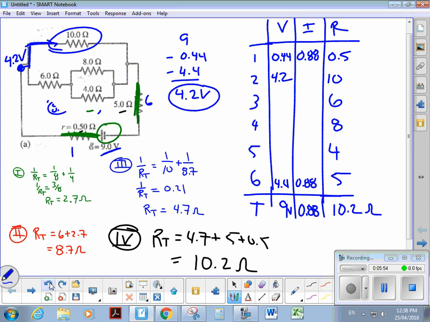Now doing that, I can find the current, how much current is going that way. So 4.2 divided by 10 is 0.42. So I know that 0.42 amps are going that direction, which means I can figure out how much current's going this way, going the other pathway, because we know that total amps is 0.88. We know 0.42 goes the other way, so we're left with 0.46 amps heading in the opposite direction.